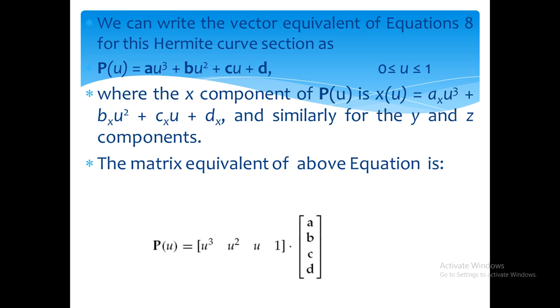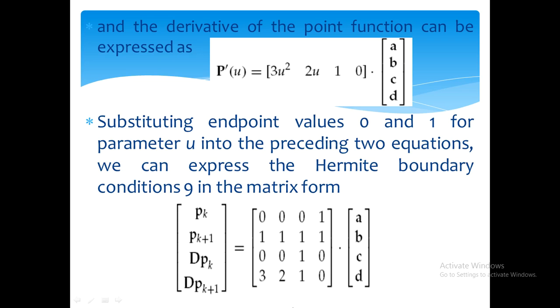Then the matrix equivalent of the above equation is: u^3, u^2, u, 1, that is P(u), times the coefficients a, b, c, d. If I write this in the matrix format, it is [u^3 u^2 u 1] times [a b c d]. And the derivative of the point function can be expressed as follows.